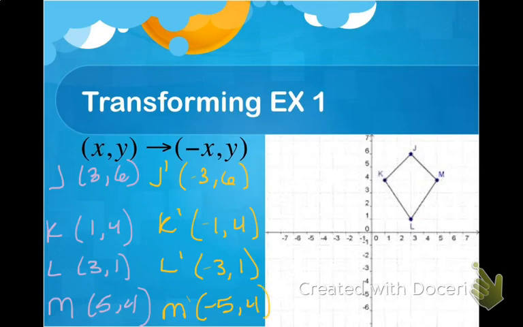J prime is going to be up here. K prime is here. Just from those 2 points alone, you should be able to narrow it down on what kind of transformation we have. So this transformation has been a reflection over the y-axis because each point is the same distance from the y-axis from where it started.